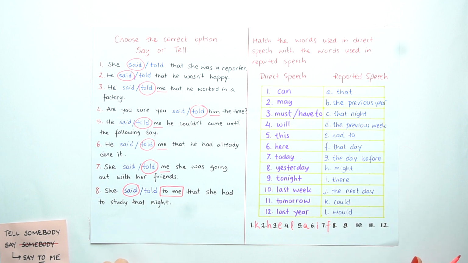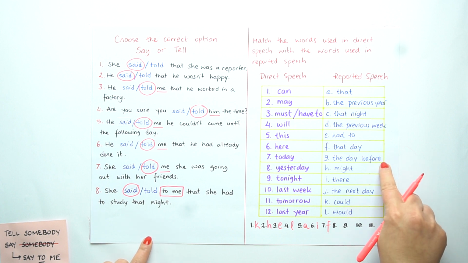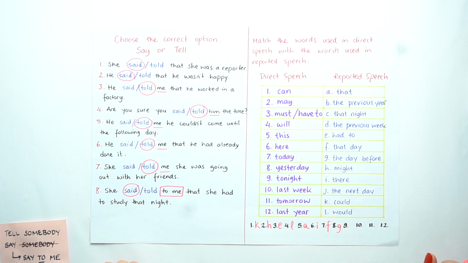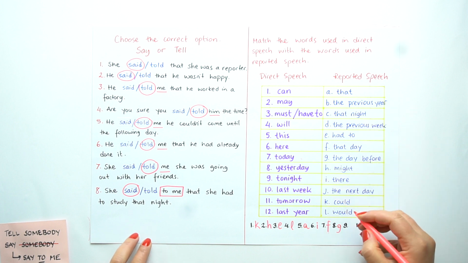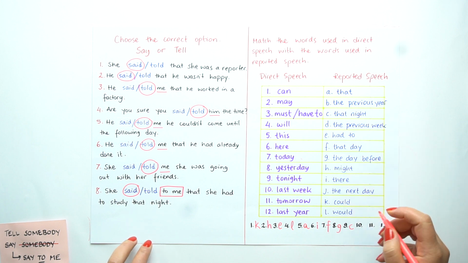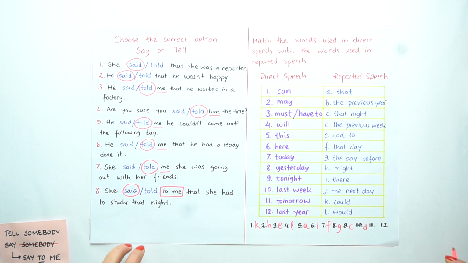Yesterday. Yesterday becomes the day before. So the answer is G. Tonight. Tonight becomes that night. The answer is C. Last week. Last week becomes the previous week. The answer is D.